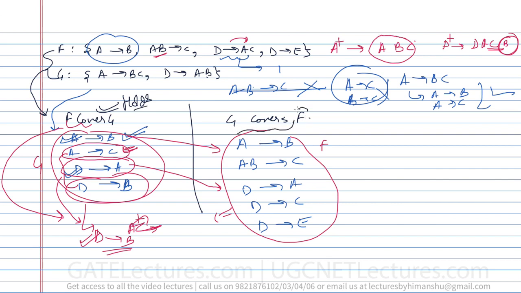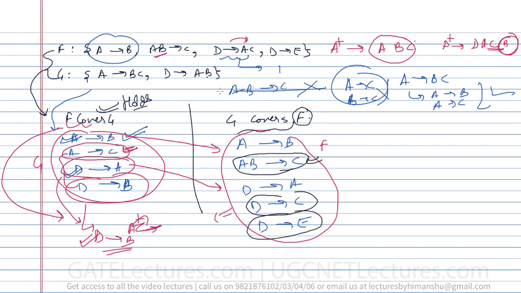Now let us see if G covers F holds or not. That means, can you identify something in F which is not present in G? So take these examples. We have AB. This is not present in G directly, and this is not present in G directly, and this is not present in G directly.